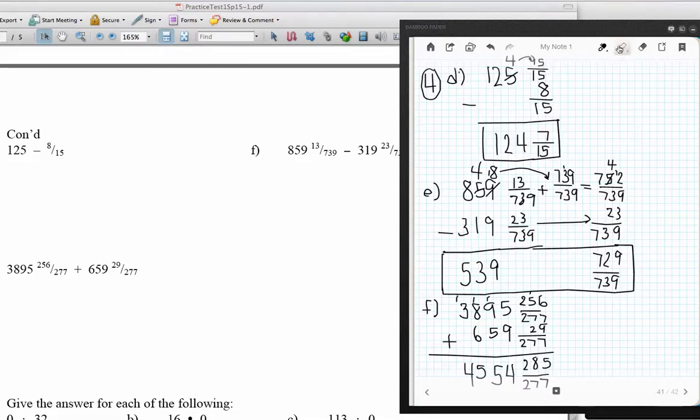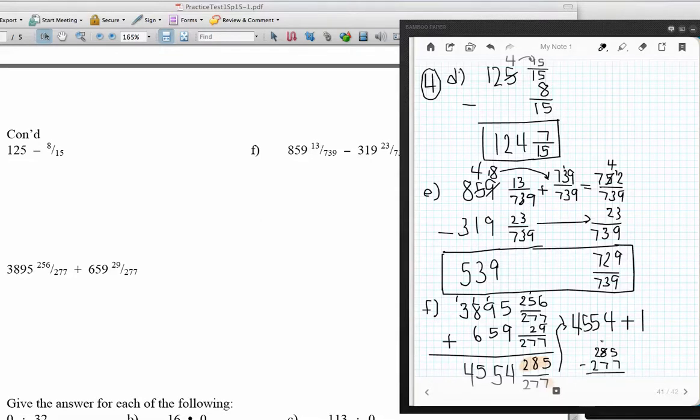Now I'm not done because the numerator is larger than my denominator. So it's not allowed to just be done. I actually have to come up here and I have to say that this is 4,554, and then plus, because a mixed number is the whole number portion plus the fractional portion. And I'm going to change this into a mixed number. 277 goes into 285 one time, and then I need to subtract. So I'm going to be subtracting 285 minus 277. That's just from a division.